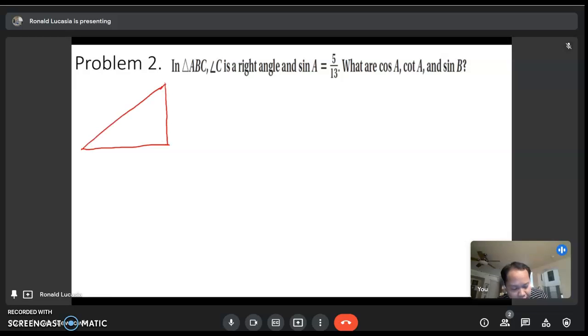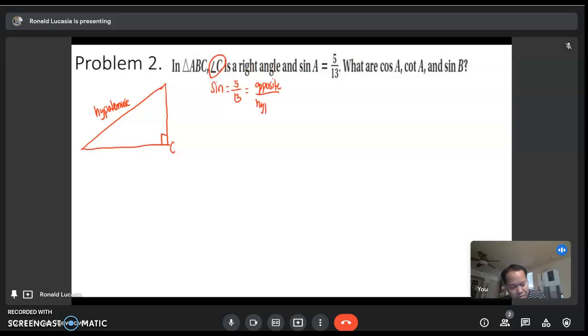it says there that angle C is the right angle. So this is our right angle, and technically, this is the hypotenuse side, opposite to the right angle. And then sine A is equal to 5 over 13. And we know that sine is opposite divided by the hypotenuse.